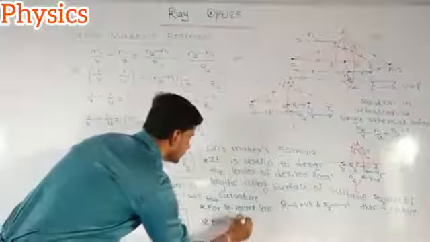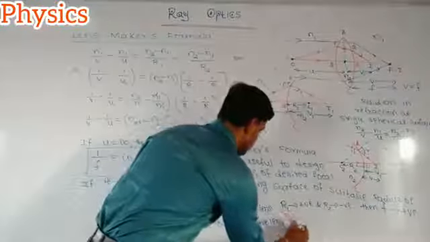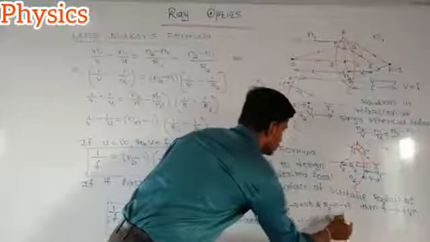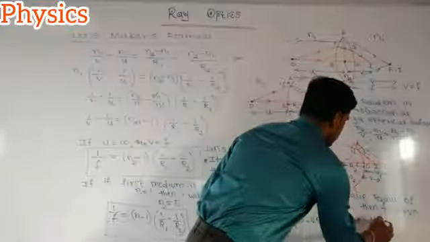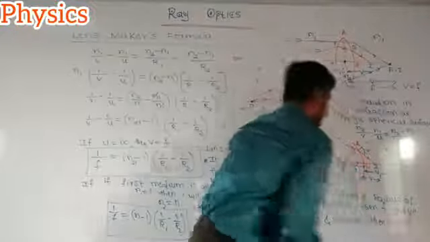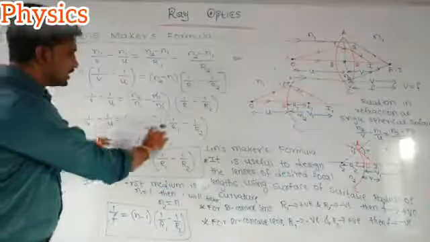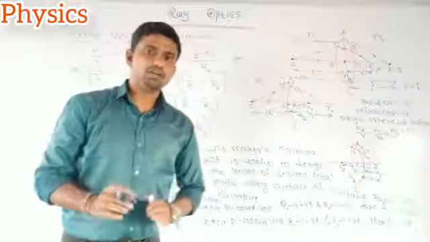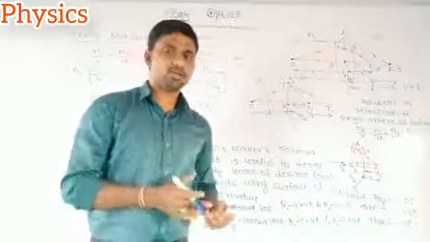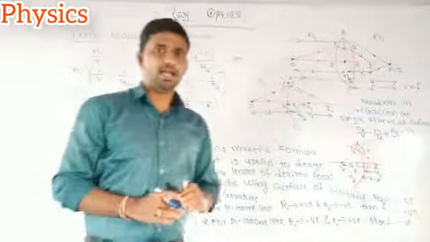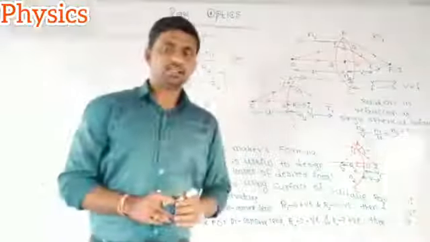And for a biconcave lens, the condition is reversed. R1 is negative and R2 is positive, then F is negative. This is the condition you should remember. And this lens maker's formula holds good for both lenses, that may be a convex lens or a concave lens. This lens maker's formula is applicable, and you should remember these conditions. Okay, so that is about the lens maker's formula.